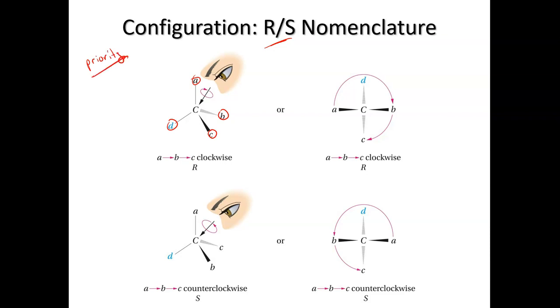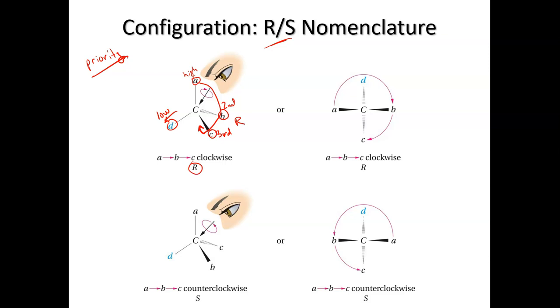And we'll talk about priority rules. What we're going to essentially do is take the low priority compound and always get it into the back of the field of what we're looking at. Then, for example, A is the high priority, B is the second highest priority, and C is the third highest priority. If you look from A to B to C, that's going in a right-handed configuration. So we're going clockwise, so that's right.